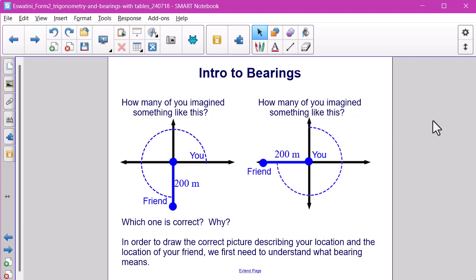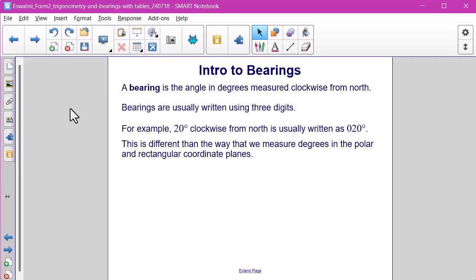In order to draw the correct picture describing your location and the location of your friend, we first need to understand what bearing means. A bearing is the angle in degrees measured clockwise from north. Bearings are usually written using 3 digits. For example, 20 degrees clockwise from north is usually written as 020 degrees. This is different than the way that we measure degrees in the polar and rectangular coordinate planes.